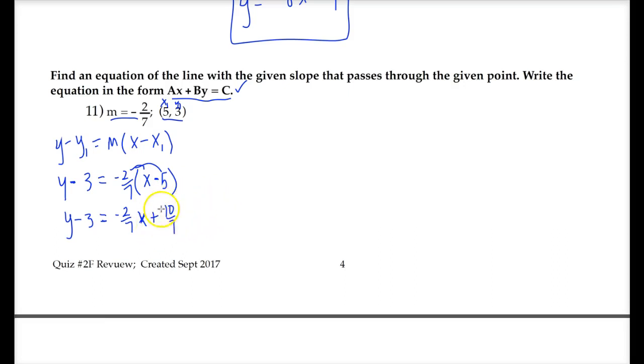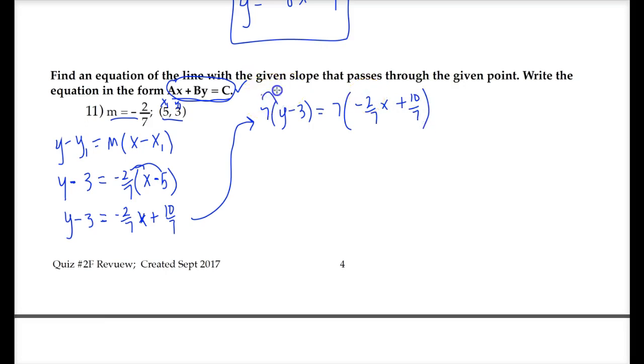And so now from this point, remember I want it to be in this type form. So one of the things that I can do real easy to make everything not have fractions in it is I can multiply by the LCD of all the fractions. And since I only have 7 in the denominator, that means I can multiply both sides by 7, and that will get rid of my fractions. So I'll come here and do this.